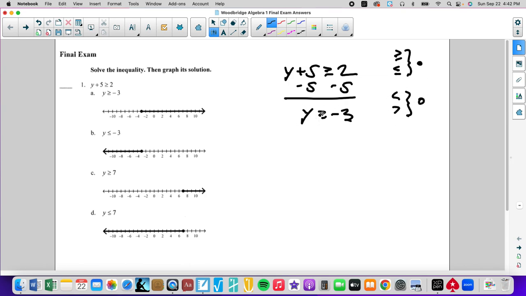So my solutions are going to be greater than or equal to -3. So I find -3 on the number line, and because it's equal to, I'm going to have a closed circle, and my solutions are greater than. So I'm going to go to the right. Which one of these is equal to my solution? That would be A. So the answer is going to be A.